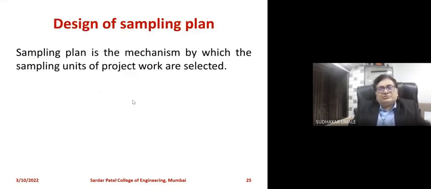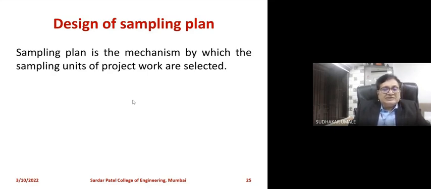Next is the design of sampling plan. I want to explain this design of sampling plan. You must understand the meaning of sampling plan. It is the mechanism by which the sampling units of project work are selected. We have so many plans in your project, and you have to select a mechanism. I want to explain what is meant by the mechanism of sampling plans.